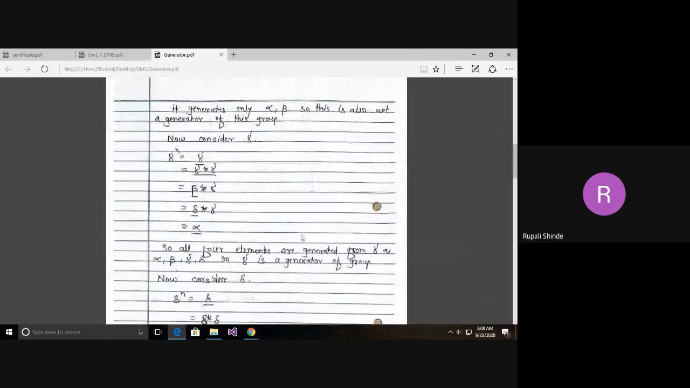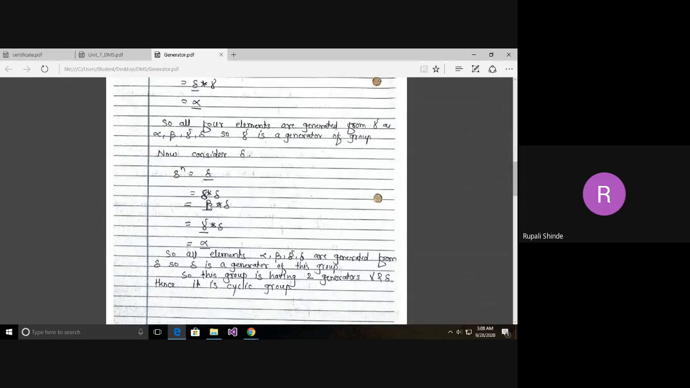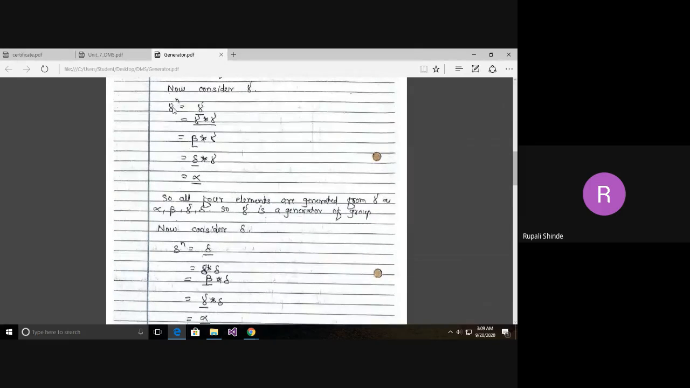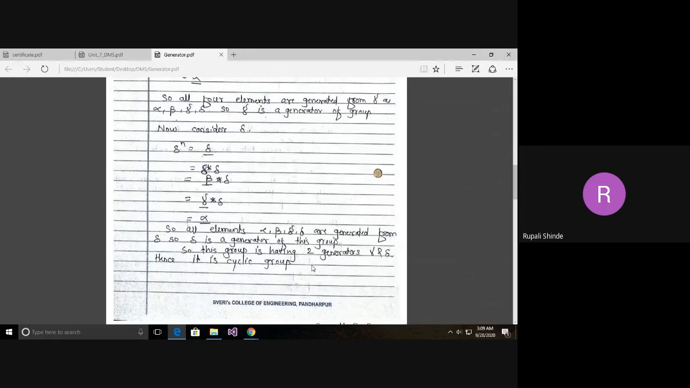Means what? All four elements alpha, beta, gamma, delta are generated from one single element, delta. That's why delta is a generator of this group. For this particular group there are two different generators, delta and gamma. That's why this is a cyclic group. So what is the definition of a cyclic group? If at least one generator exists, then that group is called a cyclic group. Here for this group two generators exist. That's why this one is a cyclic group.